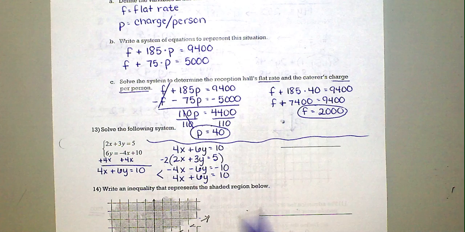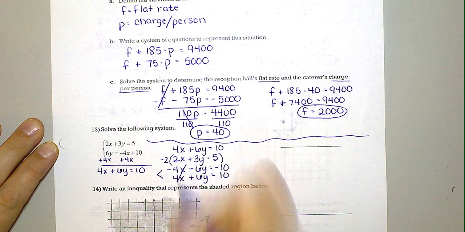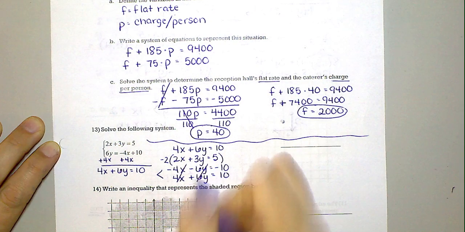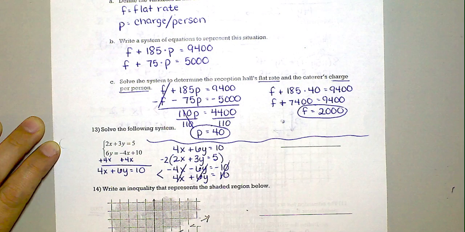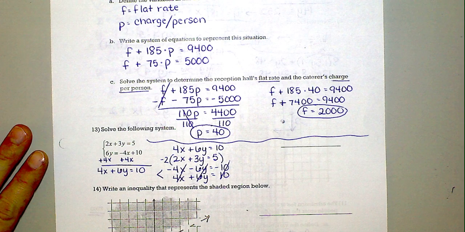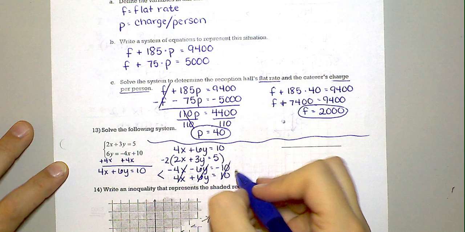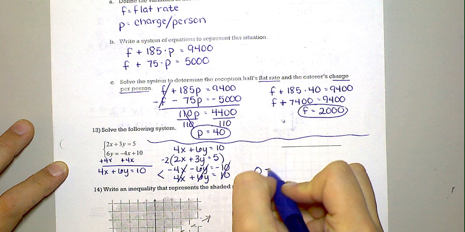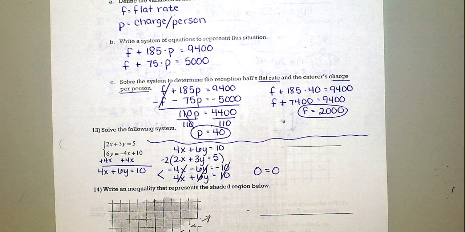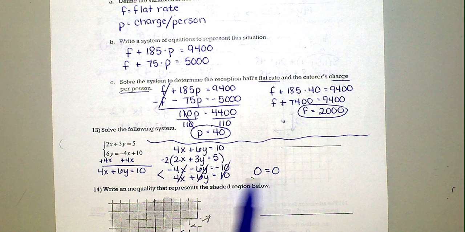When I add these together, notice what's going to happen. My x's are gone, my y's are gone, my numbers are gone. Everything cancels out. If everything cancels out, what I'm really left with is 0 equals 0. And a lot of you are going to think that's no solution just because the variables canceled out. But remember, if you end up with an equation where both sides are equal, that's all real numbers. That is infinitely many solutions.